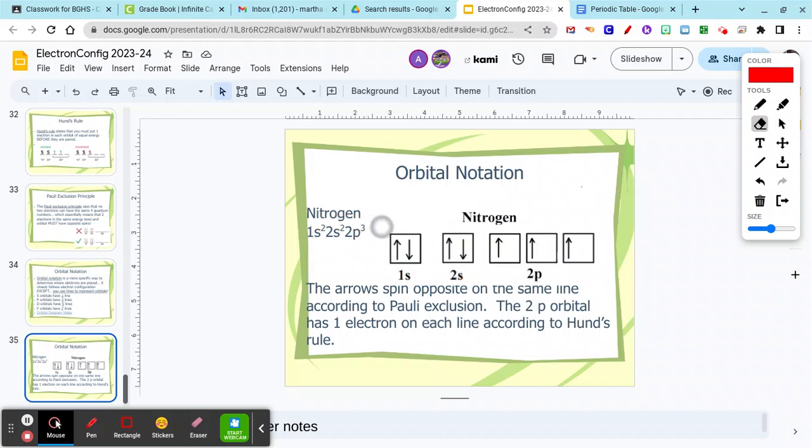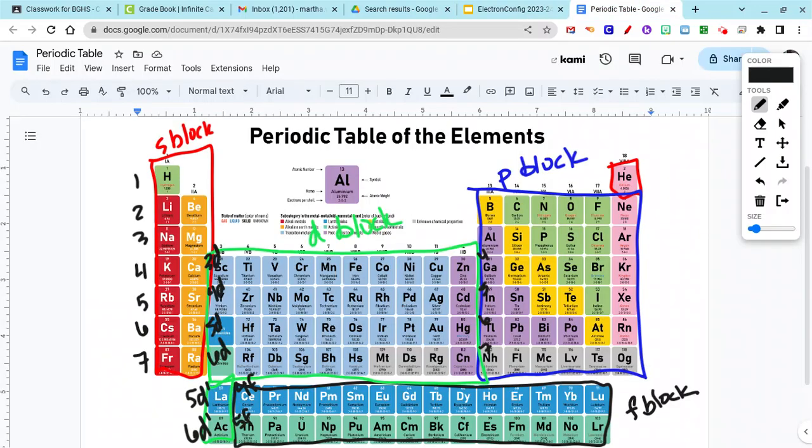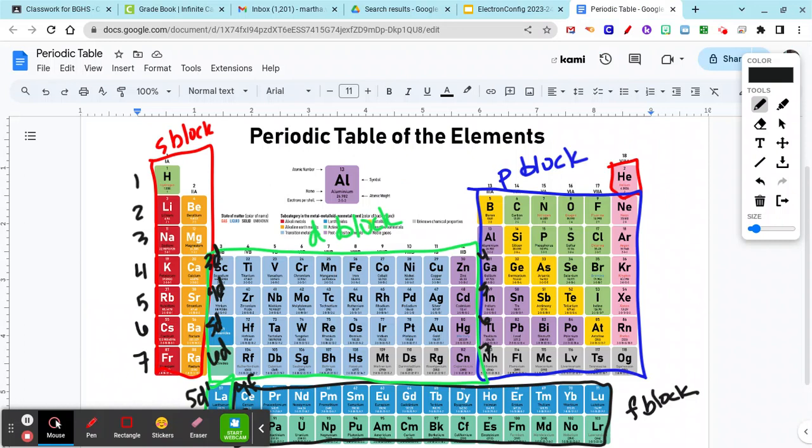Okay, so here's my periodic table. Now let's do an example of orbital notation, something like manganese. We'll do Mn. Okay, so manganese is right here. So I would do my entire configuration: 1s2, 2s2, 2p6, 3s2, 3p6, 4s2, 3d5.